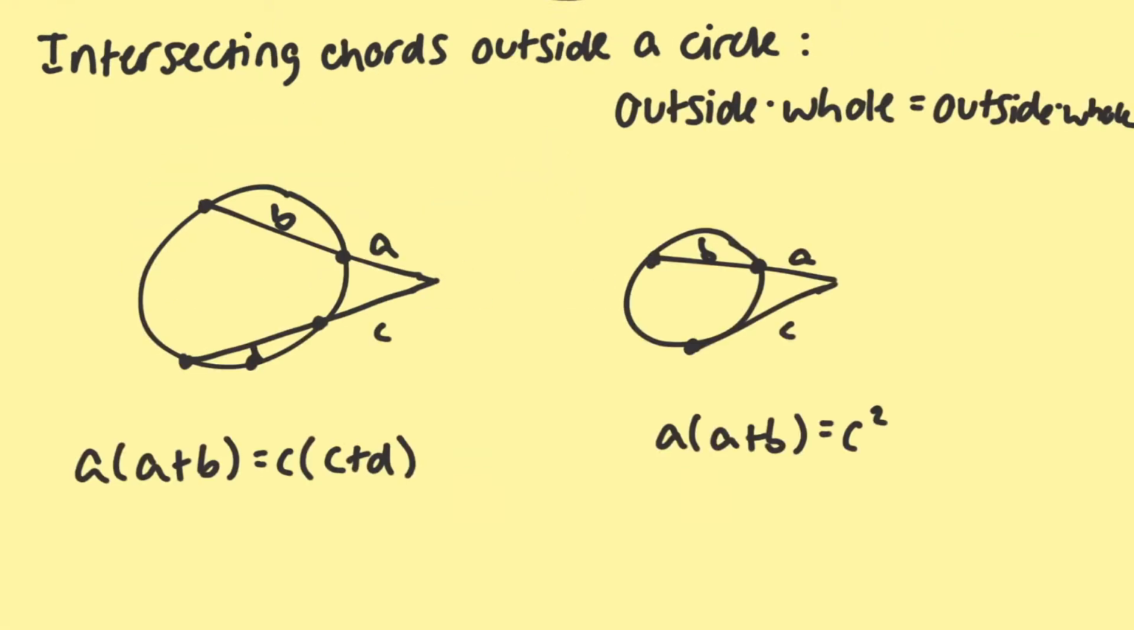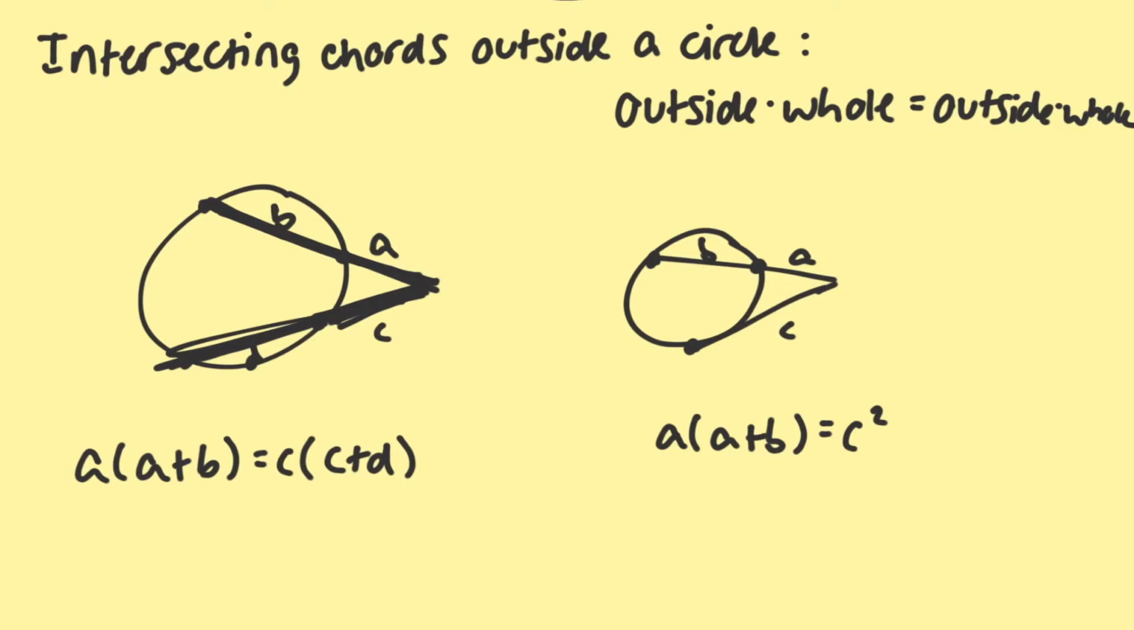If you have intersecting chords outside of a circle, you do the outside segment times the whole segment. So outside times the whole equals the outside segment times the whole segment. So we have A times, not A times B, it's A plus B, equals C times C plus D.